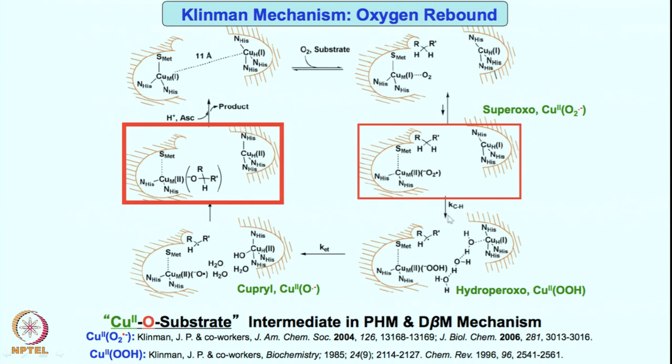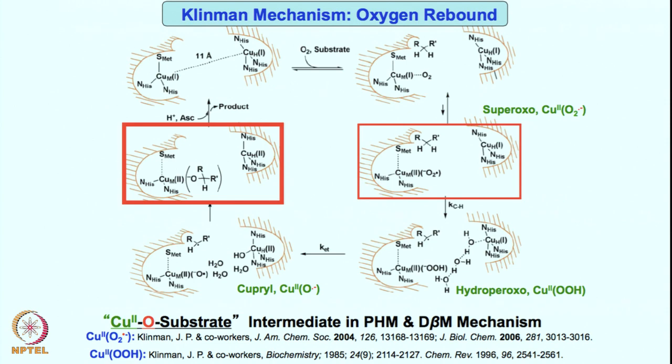But imagine that this step is not happening over here, or the substrate is not undergoing hydroxylation or the abstraction right over here. One more electron can come from this copper center to this superoxo intermediate to give a peroxo, and upon protonation a copper hydroperoxo species can form. Of course, this substrate will stay as it is, and then this hydroperoxo can abstract a hydrogen atom, right? That is going to be quite powerful as well.